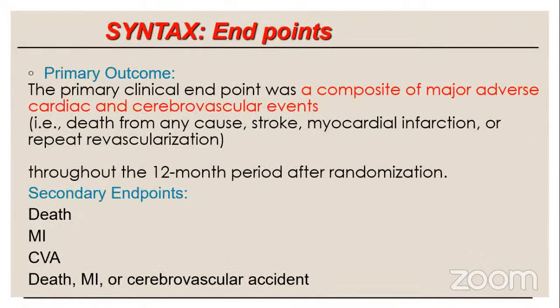So the primary endpoint was a composite of major adverse cardiac and cerebrovascular events, including death from all causes, stroke, myocardial infarction, or repeat revascularization through the 12-month period after randomization. The secondary endpoints were death, myocardial infarction, CVA, and death from all causes. And they also added secondary endpoints, including the overall rate of MACE and the rate of the individual components of MACE, 1 month after the procedure, and then 6 months, 3 years, and 5 years after the intervention. And they also included cost and cost effectiveness, and the quality of life at the same time intervals.